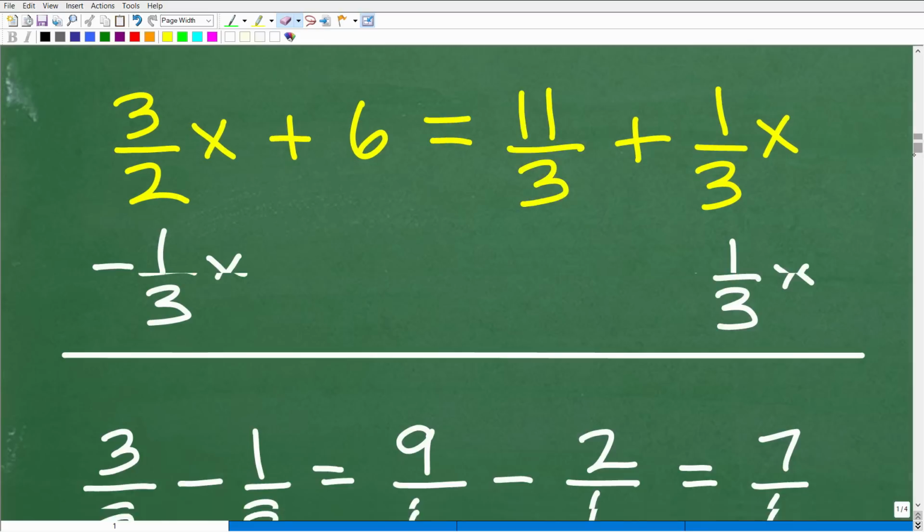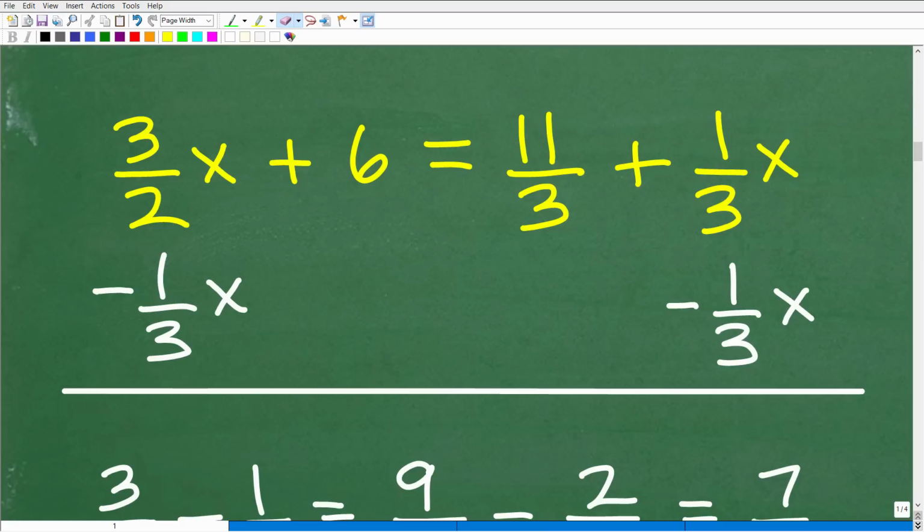So let's go ahead and move this 1/3 x. How do we do that? Well, we're just simply going to subtract 1/3 x from both sides of the equation. Remember, that's the golden rule of algebra. Whatever you do to one side, as long as you do it equally to the other side, you are okay to do that particular operation.